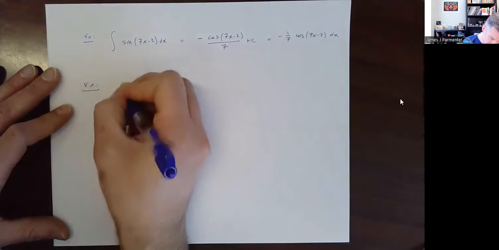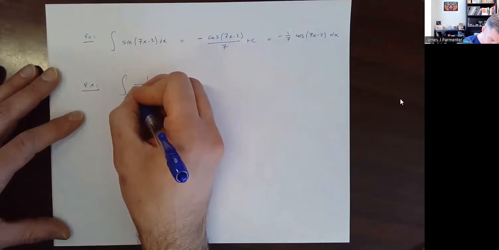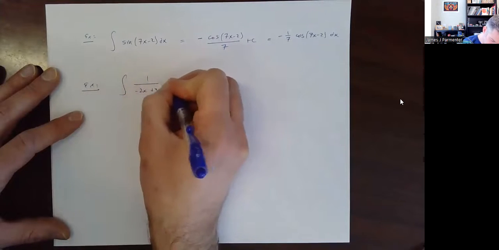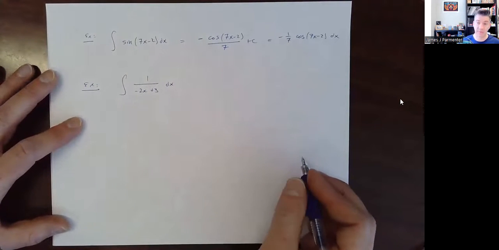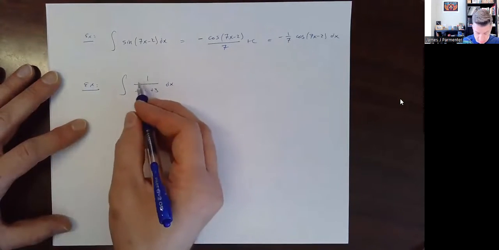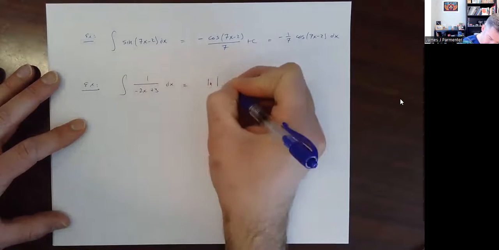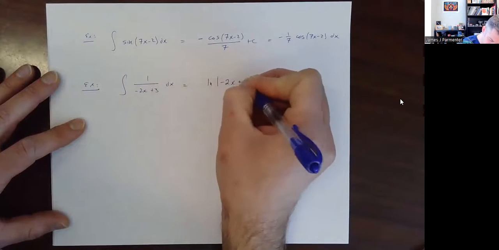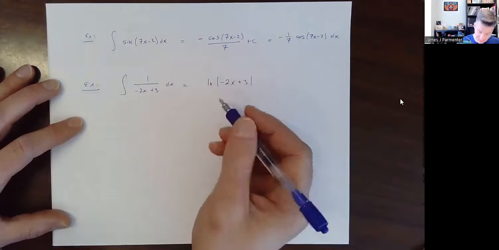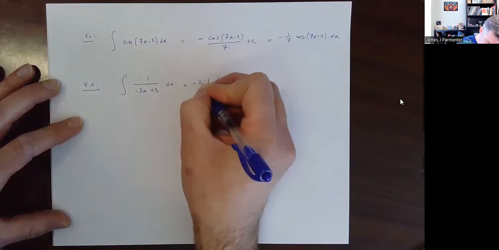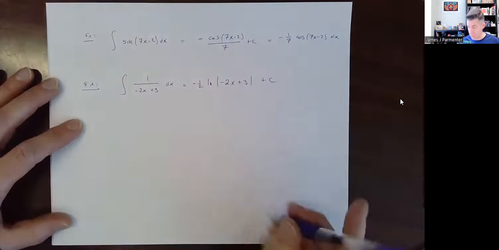A few more examples. Integral of, say, 1 over negative 2x plus 3. That's a natural log. The antiderivative of 1 over x is the natural log of the absolute value of x. The integral of 1 over a linear function of x is just going to be the natural log of the absolute value of that linear function of x. But then if I were to take the derivative of this, I would multiply by a negative 2. So I need to divide by a negative 2, or multiply by a negative 1/2. Again, you can check.